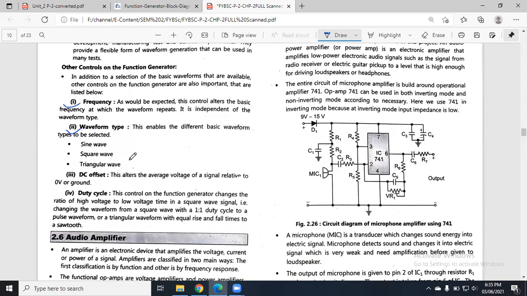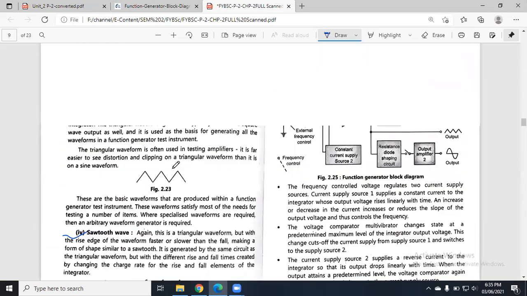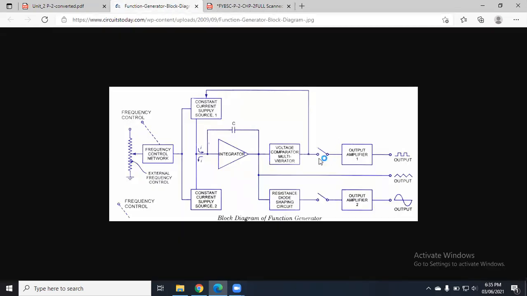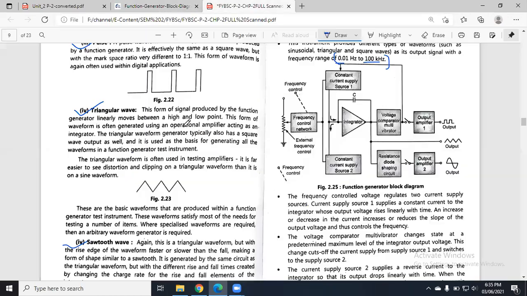Next one is the waveform type. So you have to select which kind of wave you want at the output. See here, there is a switch provided in this diagram. There is one switch, there is a second switch. If you want a square wave output, then you will connect this switch. Once this switch is connected, these two will get turned off. Correct. The output of the integrator circuit is connected directly to the output, and here we are going to get a triangular waveform. And the last thing, there is another switch. If you connect this switch, what is going to happen? The sine wave will be produced at the output. Correct. So depending on the selection of the switch, your output waveform is going to get selected.